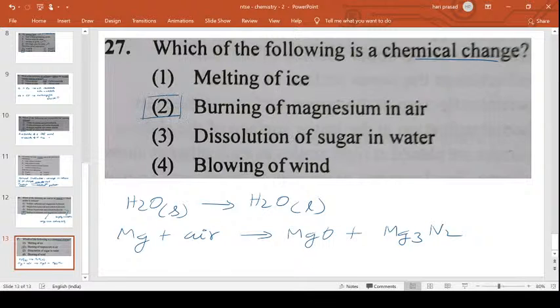Dissolution of sugar in water: the sugar molecules are separated after dissolving in water. Therefore, there is no change here, just dissolution, so it is not a chemical change. Blowing of wind: it is from high pressure to low pressure, due to pressure difference only, so this is not a chemical change. So the chemical change here is magnesium combining with oxygen to give magnesium oxide and magnesium nitride. This is called a chemical change. Let us stop.